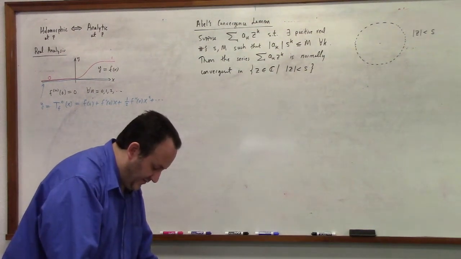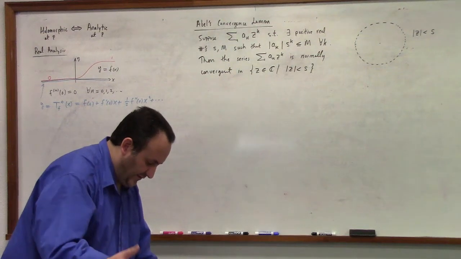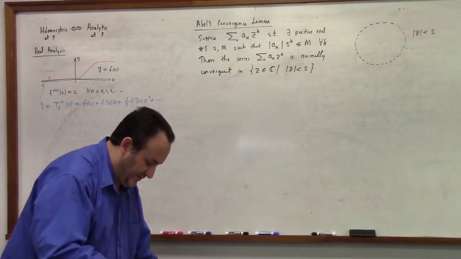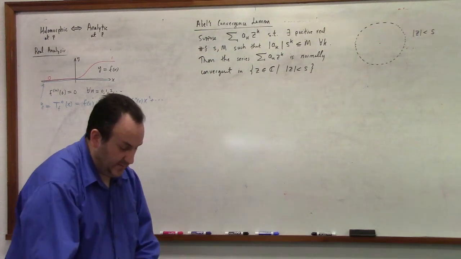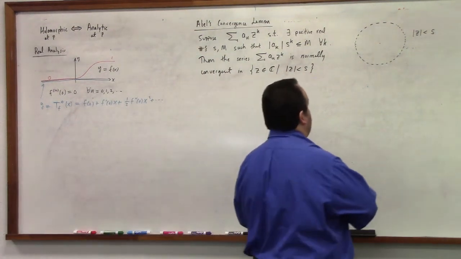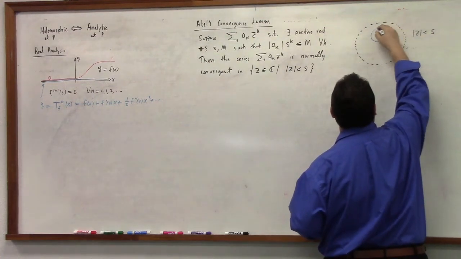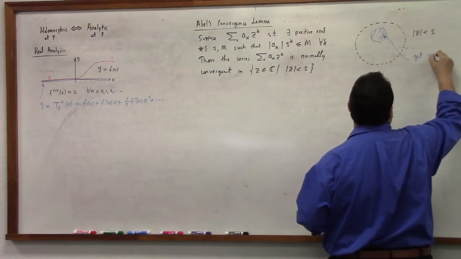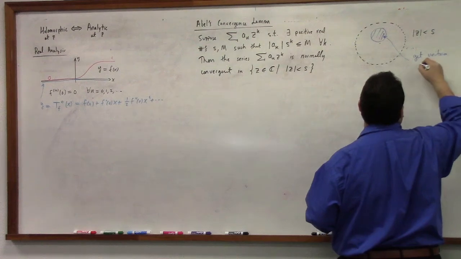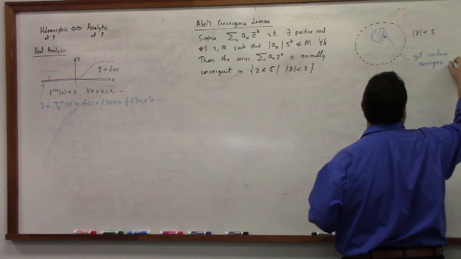Here it is, definition 5.2.17. A sequence of holomorphic functions on a domain D converges normally to an analytic function, a holomorphic function f on D, if it converges uniformly on each closed disk. So it's uniform convergence. It means that if you take any closed disk inside here, like this, you get uniform convergence on any such disk.